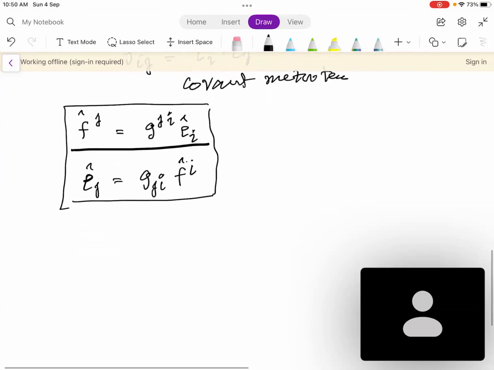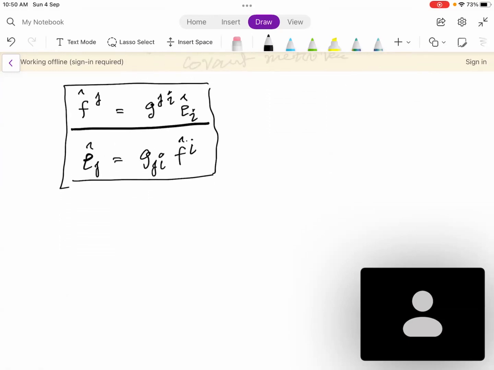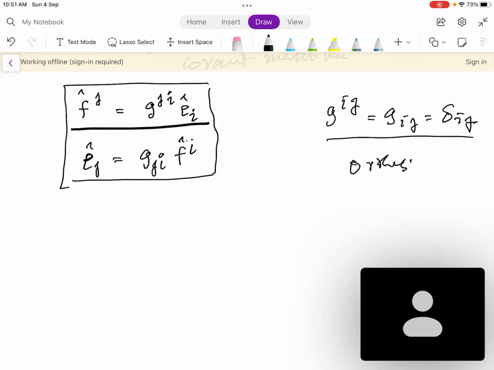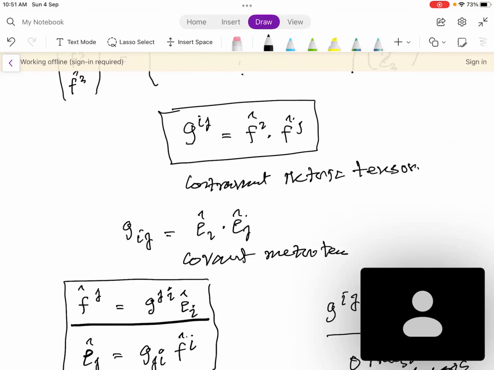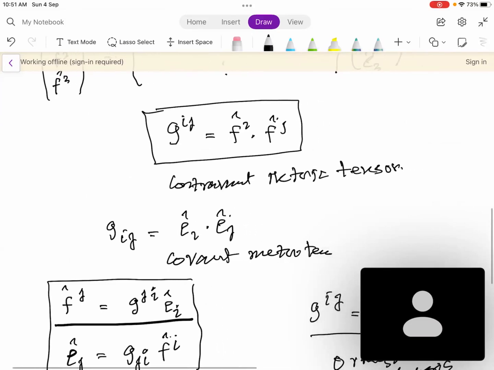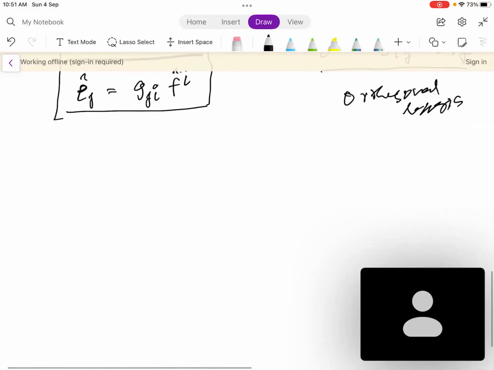Okay, so this is one concept, and as I told you, if you have an orthogonal coordinate system, your Gij will be the same as Gij upper, and that is equal to delta ij, because the matrix will be a diagonal matrix for an orthogonal coordinate system. For an orthogonal basis, by definition Gij is Ei dot Ej. If they are orthogonal, this becomes delta ij. So that is a special case of that.